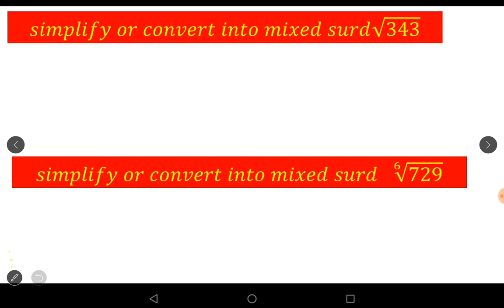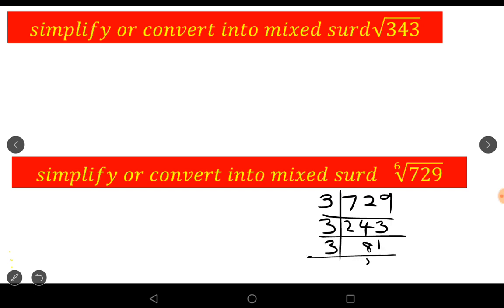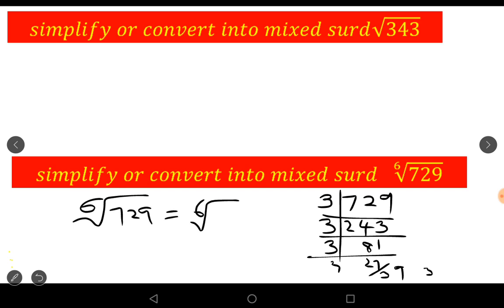First one completed. Second one, sixth root of 729. Write the prime factorization of 729. Dividing by 3 repeatedly: 729, 243, 81, 27, 9, 3. Therefore, sixth root of 729 equals sixth root of 3 to the power of 6.